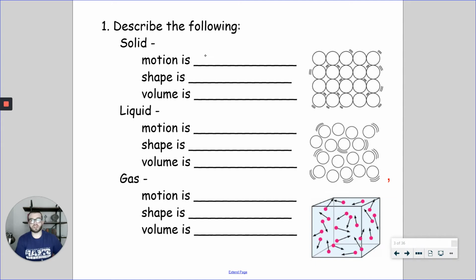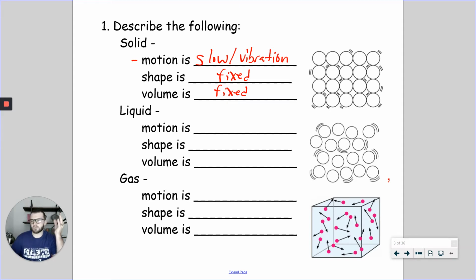So with a solid, the motion is slow. It's almost like a vibration. The shape is fixed, and the volume is fixed. Now, when I talk about this motion here, it's kind of illustrated in this picture. You can see that there's these little nudge marks that show that it's going back and forth like this and just slowly vibrating.